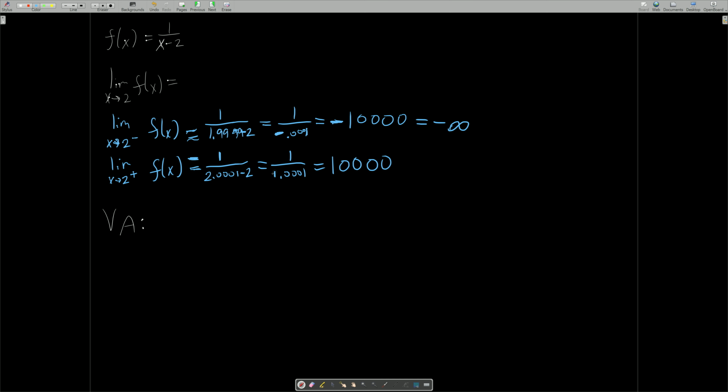Now, the number on the bottom is positive, because it's coming from the right. This number, 2.0001, is greater than 2, so this is going to come out to a positive number. When you're dividing 1 over a really small number, you're going to get a really big number, but this time positive instead of negative. So the limit as x approaches 2 from the right is positive infinity. The graph looks something like this.